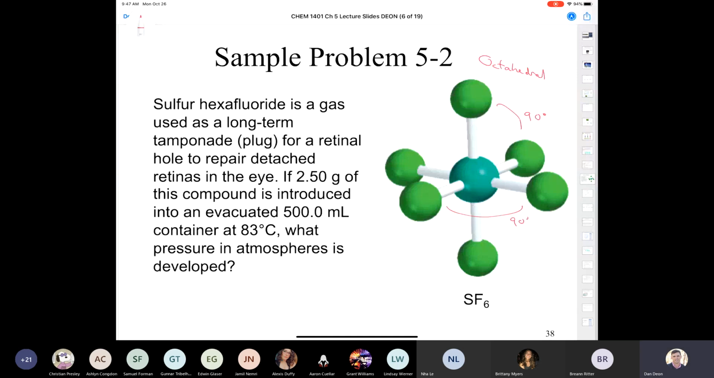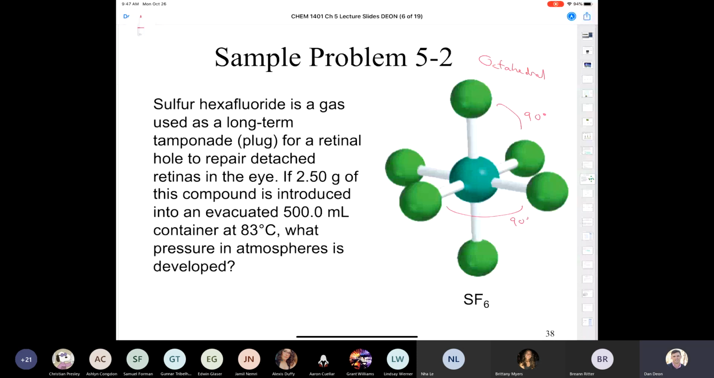Here we go. Anyhow, sulfur hexafluoride is a gas used as a long-term plug for a retinal hole to repair detached retinas in the eye. If 2.5 grams of this compound are introduced into an evacuated 500 milliliter container at 83 degrees Celsius, what pressure in atmospheres is developed?